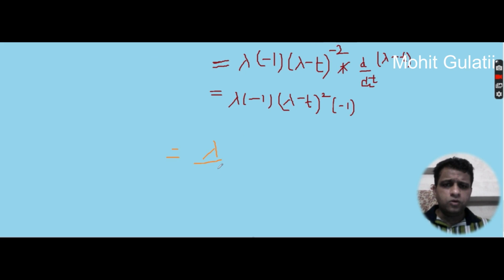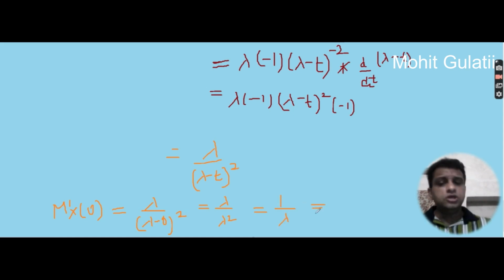So it's coming to be lambda over (lambda minus t) square. Now I plug 0 in place of t, so I get lambda over (lambda minus 0) square, which is lambda over lambda square, which is 1 by lambda, and 1 by lambda is the mean of the exponential distribution. This is how we have found the mean of the exponential distribution using the moment generating function.